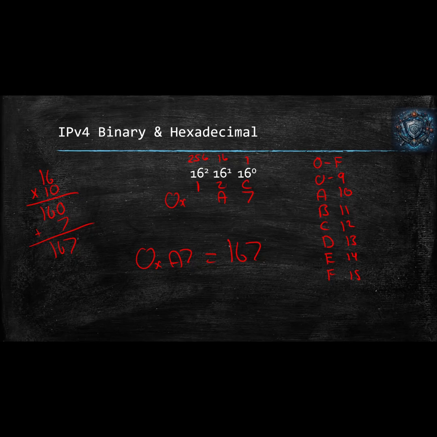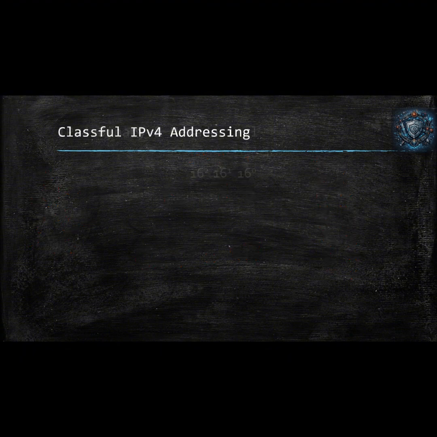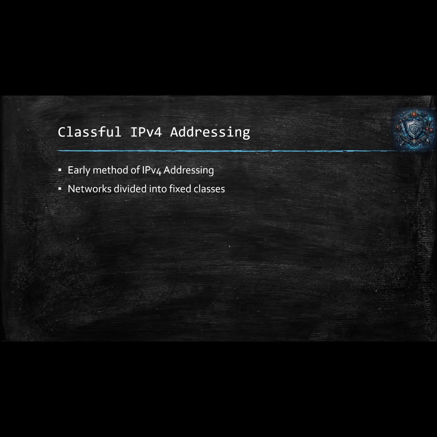All right, so now we're going to move on to our next slide here. And we're going to talk about different types of IPv4 addressing schemes. Classful IPv4 addressing was an early method of doing IPv4 addressing. It divided networks into fixed classes, which means the subnet masks aren't flexible. We'll talk more about subnet masks in a later slide as well.